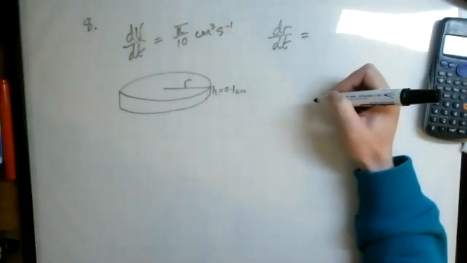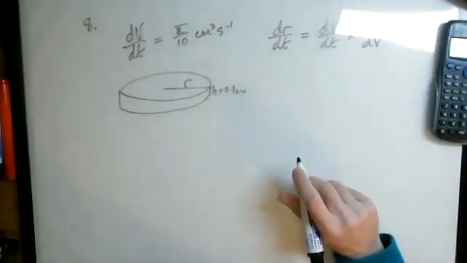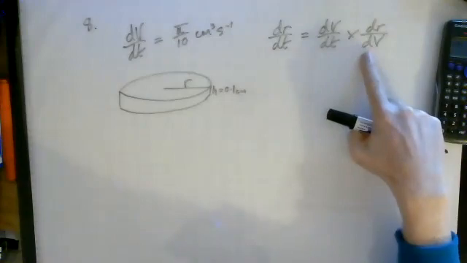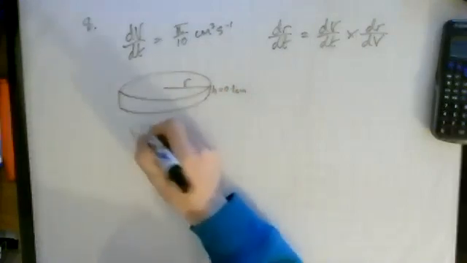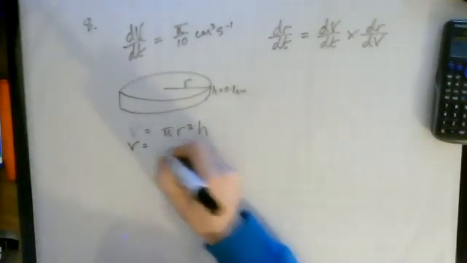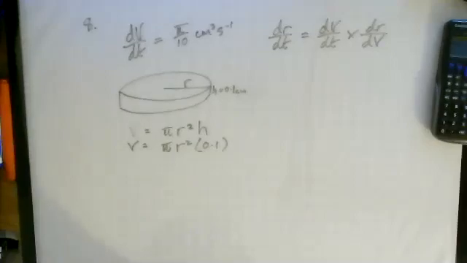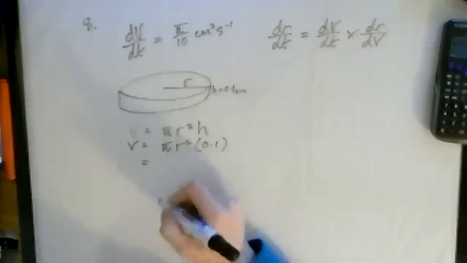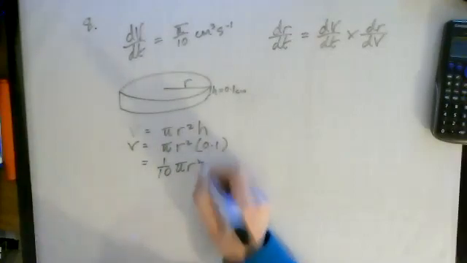So dr/dt equals dV/dt times dr/dV. Now we need the volume of a cylinder. V equals pi r squared h, and h is 0.1 centimeters thick. So we write it in, and V equals 0.1 pi r squared.